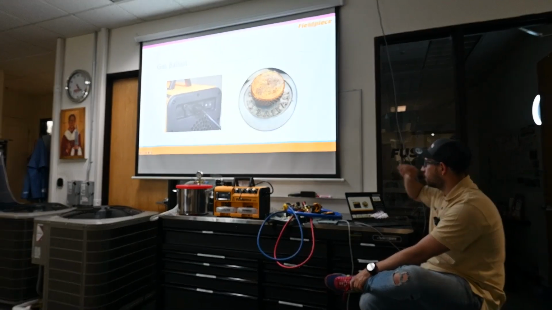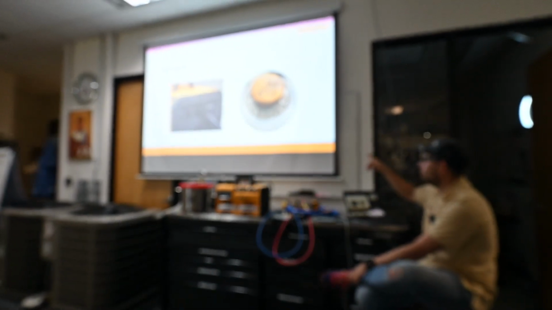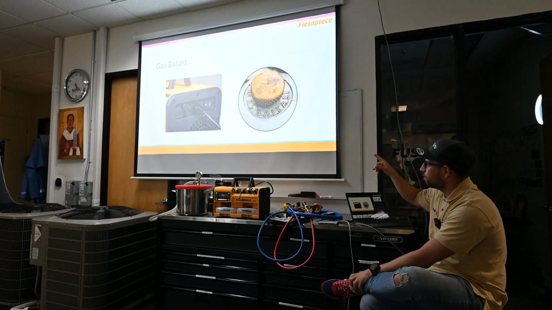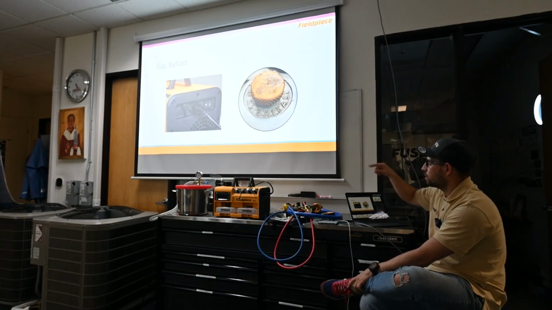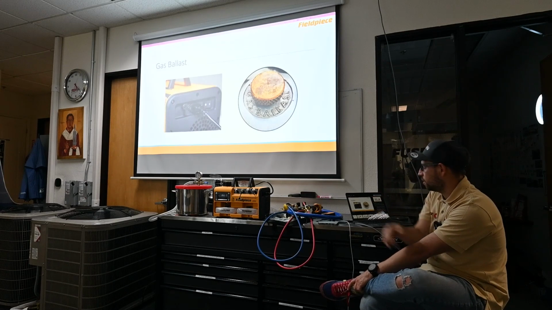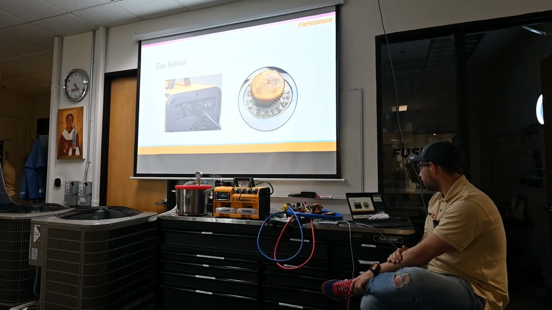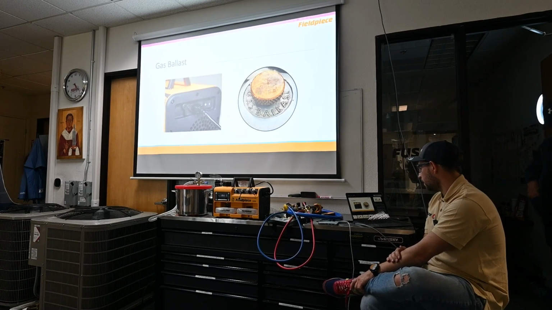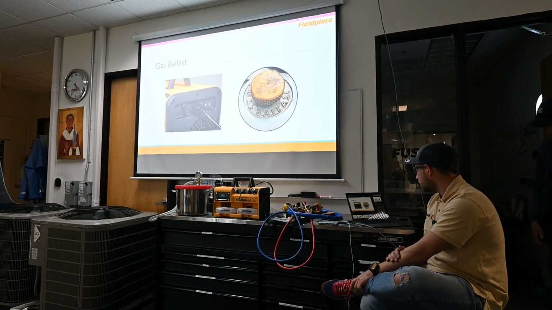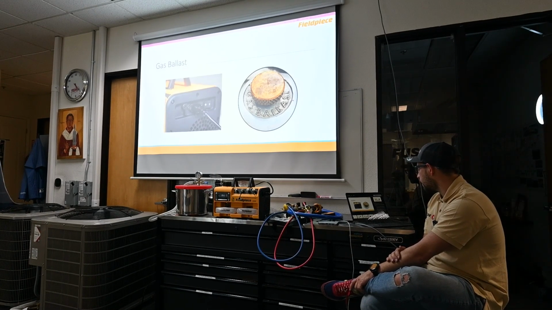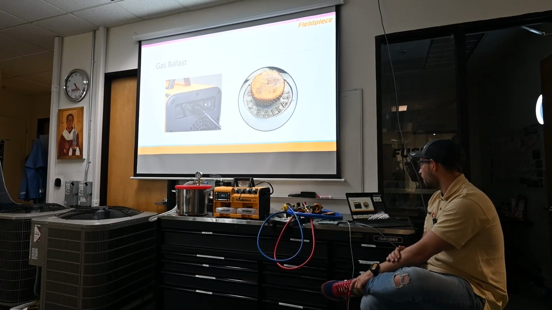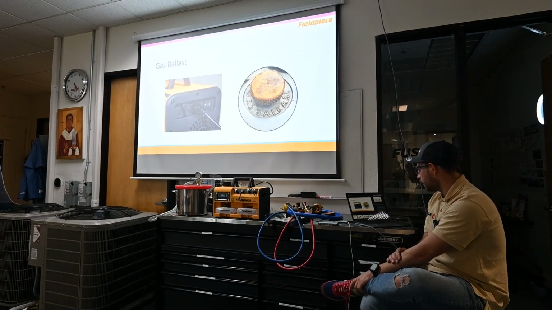Right side, it's the gas ballast for the old style pump, and the left one is how it looks on the Fieldpiece vacuum pump. One feature some vacuum pumps have in common is a gas ballast. The gas ballast is designed to extend the life of the vacuum pump oil when a refrigerant system is wet.